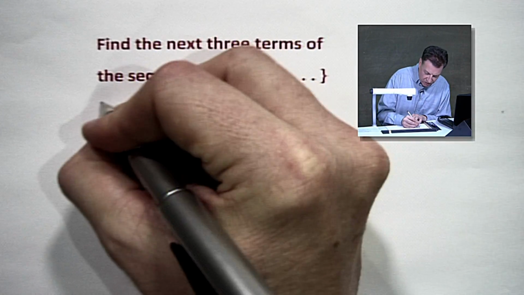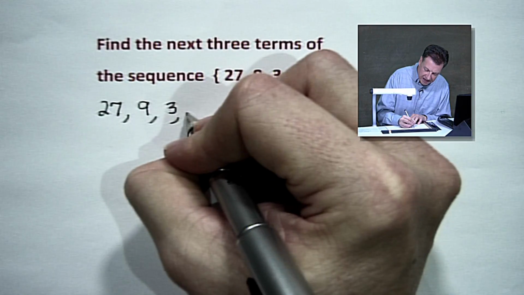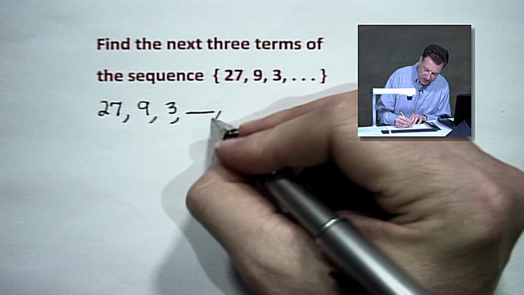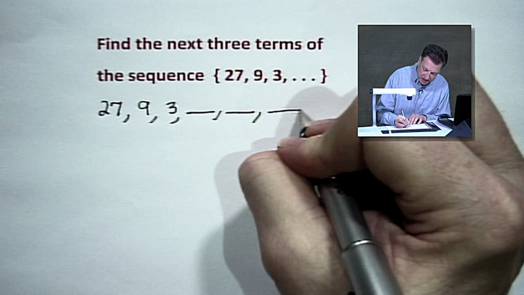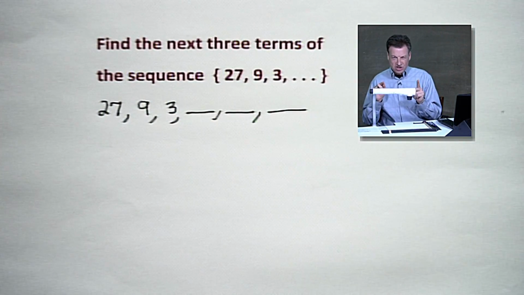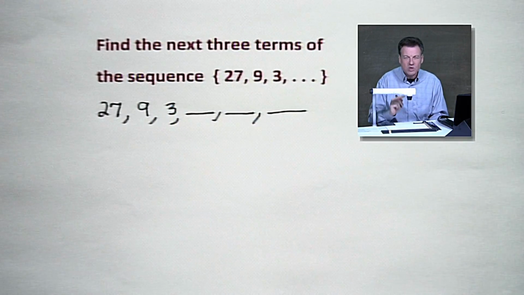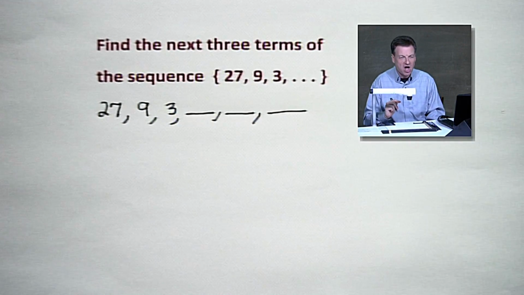So let's start out over here. We got 27. We have 9, we have 3, and I'm going to let you all think. What do you think is going on for our next three numbers? Take a moment to think about that. And let's look at the ratio. What's going on here? The ratio from 9 to 27. That's what's important here, what geometric is all about.